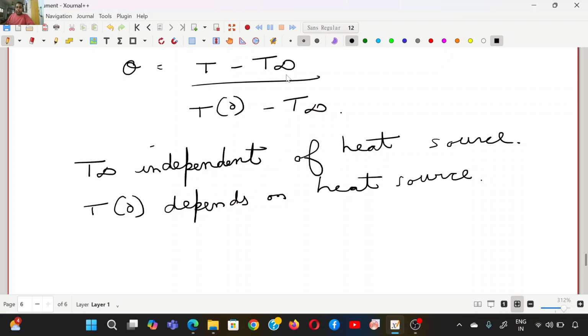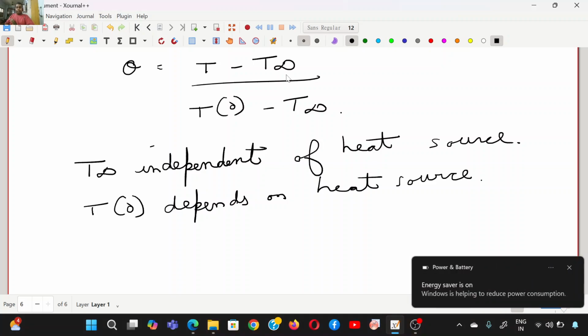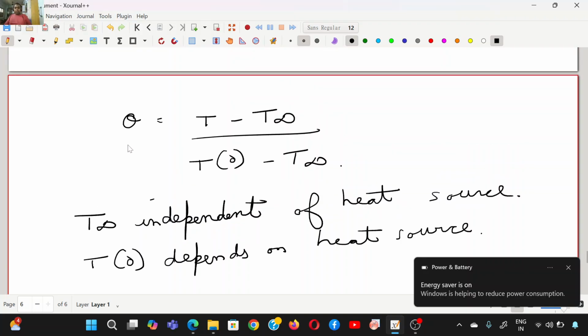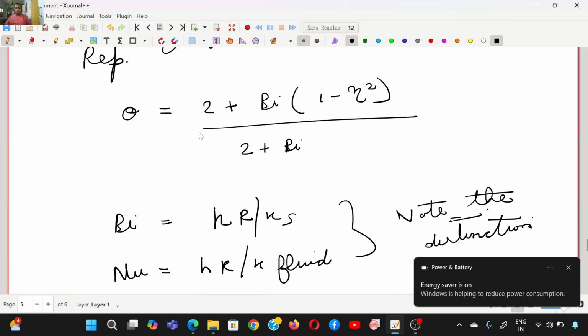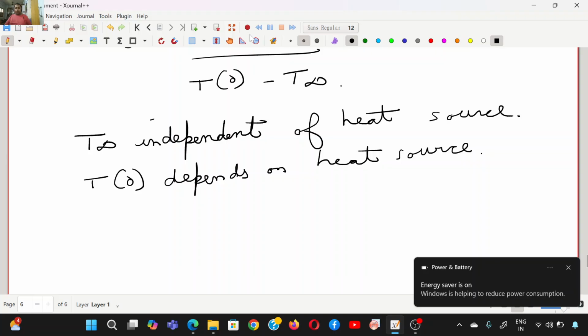So T infinity is independent of the heat source. T naught depends on the heat source. But if you see this non-dimensional temperature, theta is equal to (T minus T infinity) by (T naught minus T infinity), in this expression there is no heat generation term, right? The Biot number is just hR by ks, and theta is a function of r by capital R. So theta is independent of the heat source.